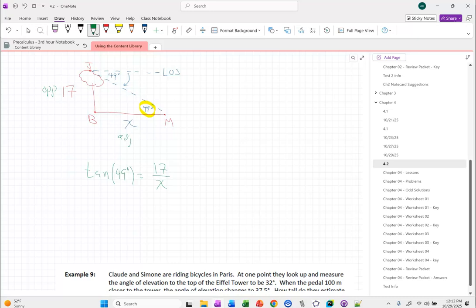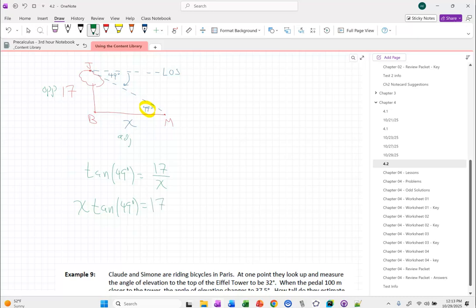To solve for x, what should I do? Multiply by 17? No, 1 over 17? I wouldn't do that either. Divide by 17? I would multiply by x. Why would I do that? Because I don't want the fraction. If you multiply by 1 over 17 on the right-hand side, every single one of you would have written x and not 1 over x. Get rid of the fraction first. Multiply by x. So you have x times tan 49 is equal to 17.